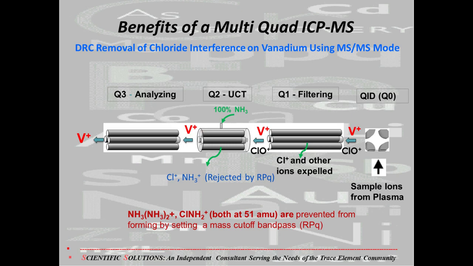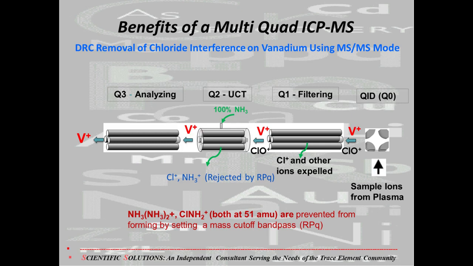So using a passive higher order multipole cell, all these reaction byproducts will be retained within the cell. However, with a quadrupole-based cell, if one of the intermediate ions or reaction byproducts has a mass which falls outside the stability boundary, it will be ejected from the cell and further reactions will be suppressed. This is exemplified by the ammonia and chloride cluster ions at mass 51, shown here at the bottom of the slide in red, which have been prevented from forming by setting a mass cutoff bandpass or RPQ setting.